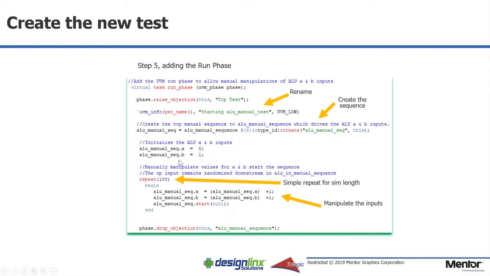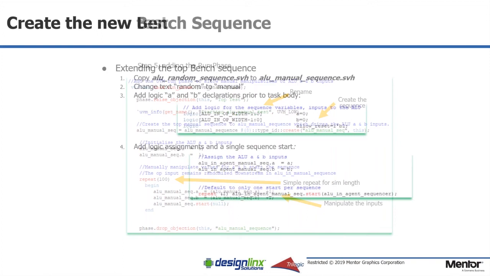Initialize the A and B inputs, and then add a repeat section that controls the sim length. And here's your actual manipulation of the inputs. With a start, you'll do 100 loops here, and you'll be stimulating an incrementing pattern to the A and B operand inputs.